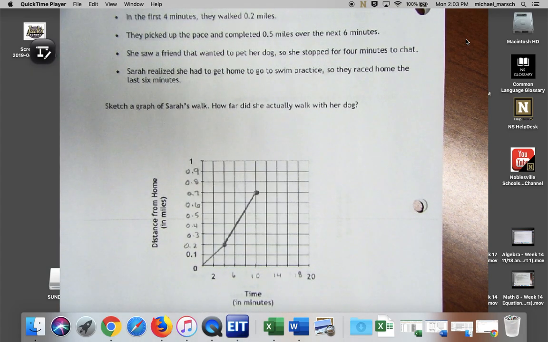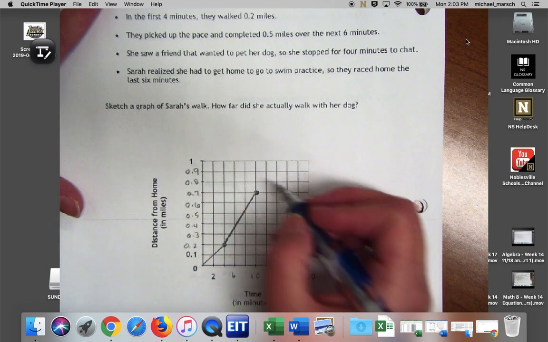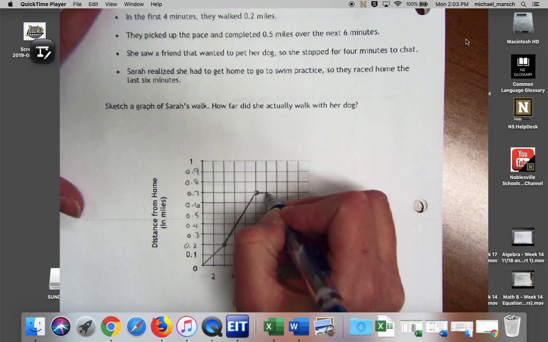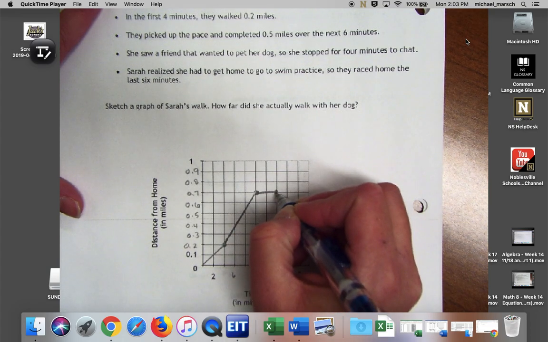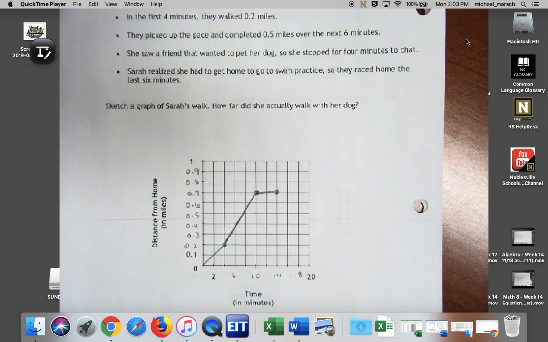She saw a friend and wanted to pet her dog, so she stopped for 4 minutes to chat. 4 minutes, so I'm going to go from 10 to 14, straight across. She's not moving, right? But time is passing. Yeah, straight across, meaning a horizontal line.